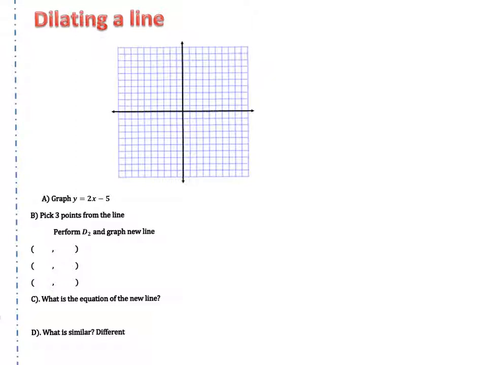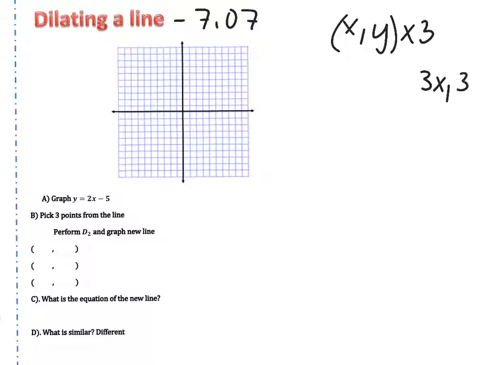All right, so this is lesson 707, and it's called dilating a line. So we already know how to dilate points. If I take a point and just multiply it by a scale factor, let's say 3, and I get 3x and 3y, that's my new point. I'm just multiplying the x and y coordinate by whatever my point is.